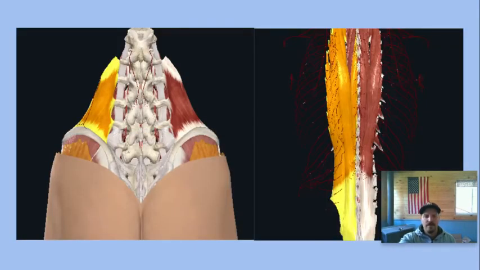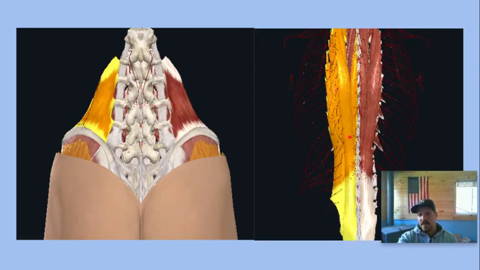So here we have the quadratus lumborum, and you can see it goes from the top of the pelvis obliquely or diagonally to the lumbar spine. So that's going to be an important not only stabilizer but mover, and a lot of rotational sports, baseball, softball, lacrosse, throwing sports, racket sports, will put a lot of strain on that muscle, and a lot of times your low back discomfort can come from that muscle in particular.